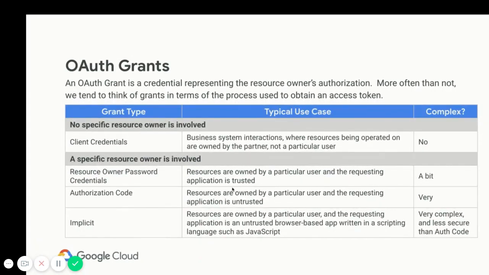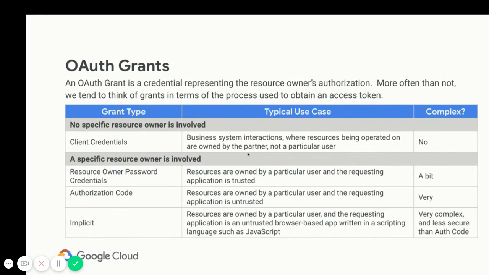And just to give you more information on this point, client credential, in terms of complexity, is the simplest one. And then the complexity keeps increasing as we move forward to the other grant types.